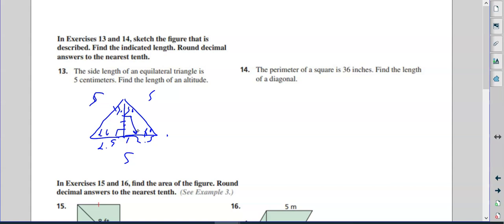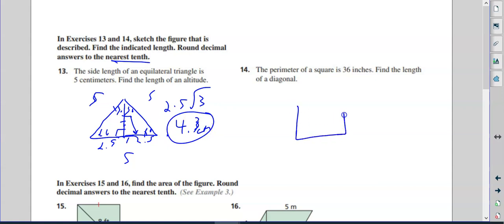So how do we go to that? It's just simply 2.5 times radical 3. That's 2.5, not 2 times 5. Okay? And if we type that in the calculator, because we were trying to get an actual estimate here, it says round to the nearest tenth, we get 4.3. That's the altitude. It's also the height. Centimeters. Okay, number 14. Square.